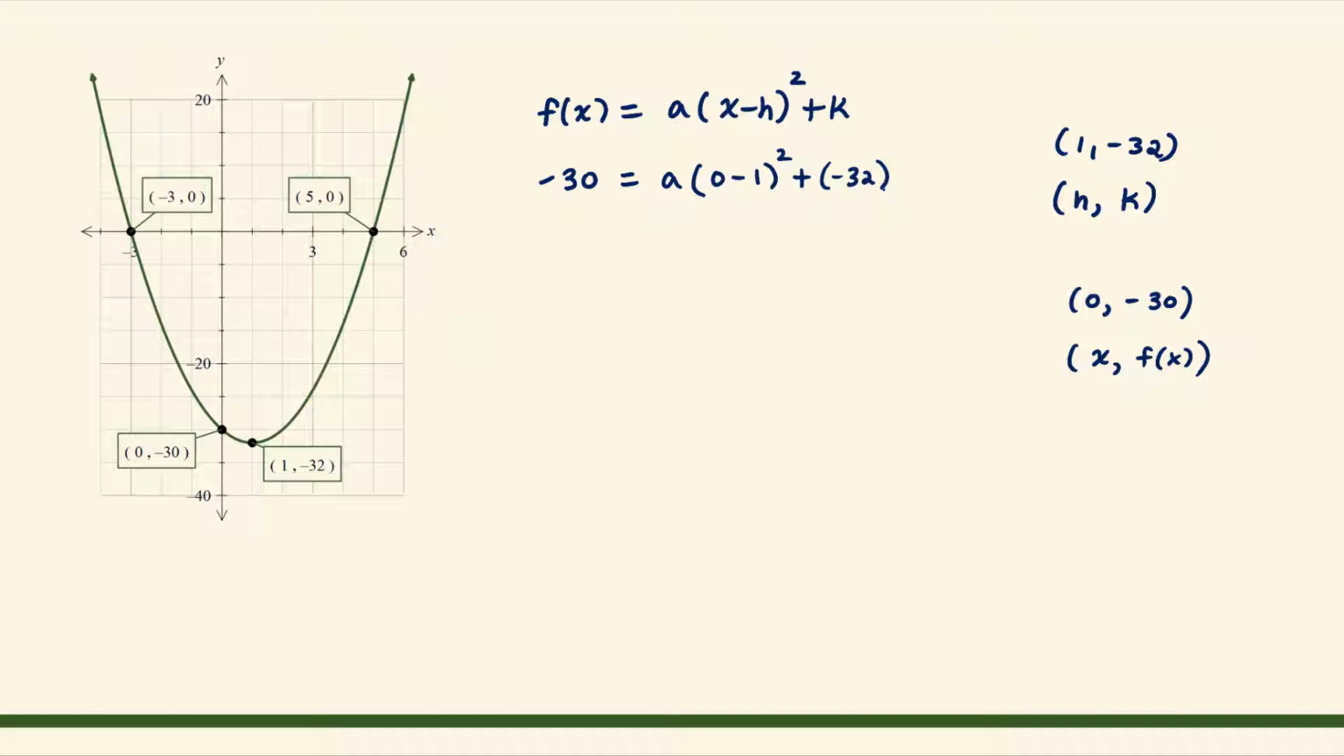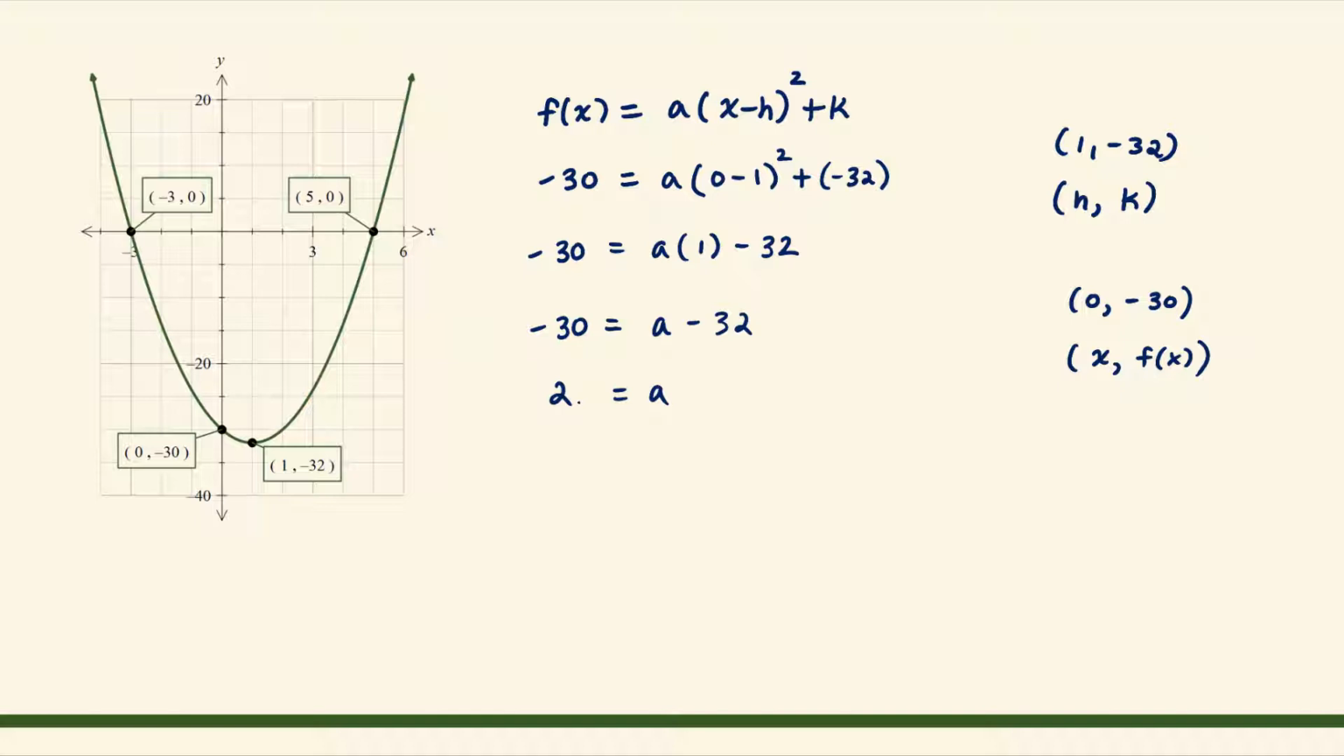And now let's solve this equation for a. We have -30 is equal to a times (0 minus 1), which is -1, but -1 squared is equal to +1. And then we have minus 32. Solving for a, we have -30 equals a minus 32. Adding 32 to both sides of the equation yields that a is equal to 2.